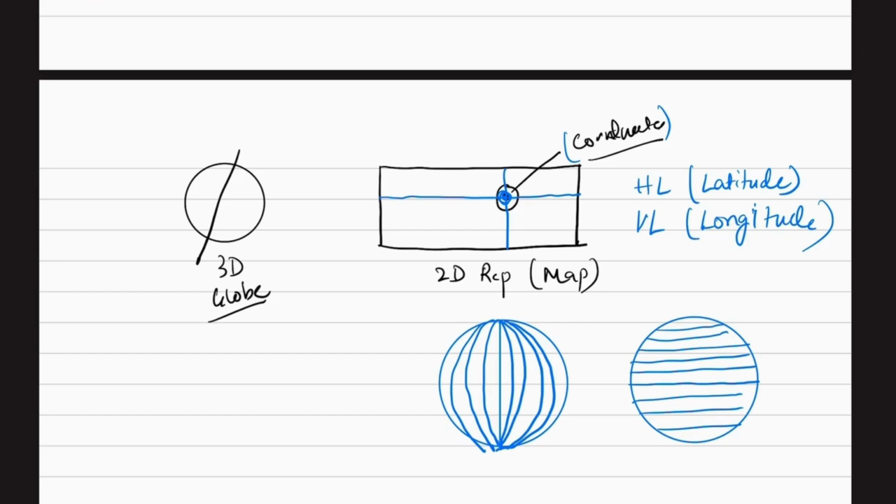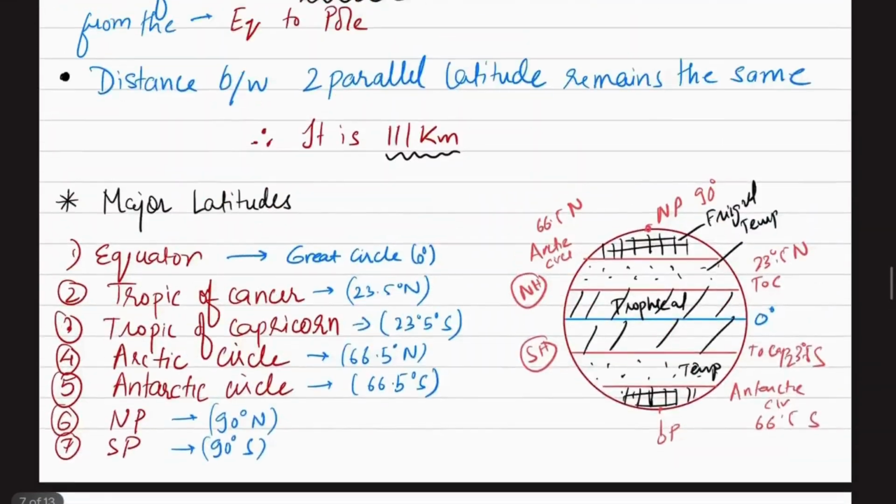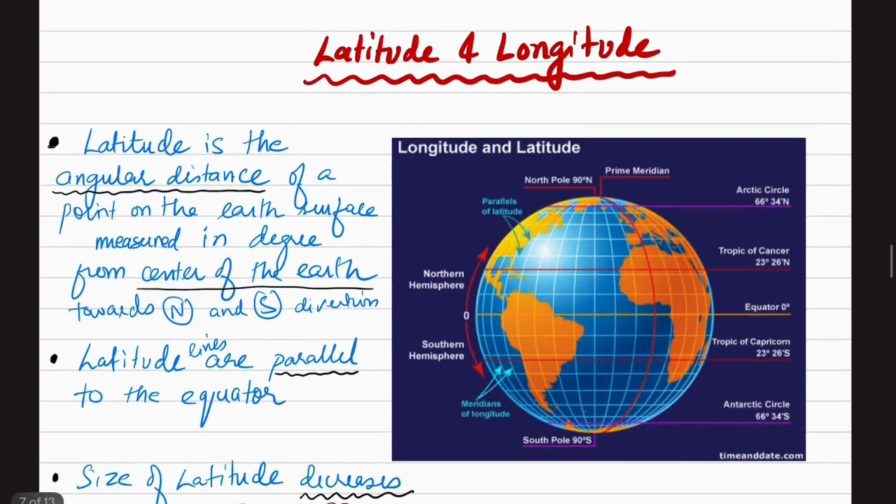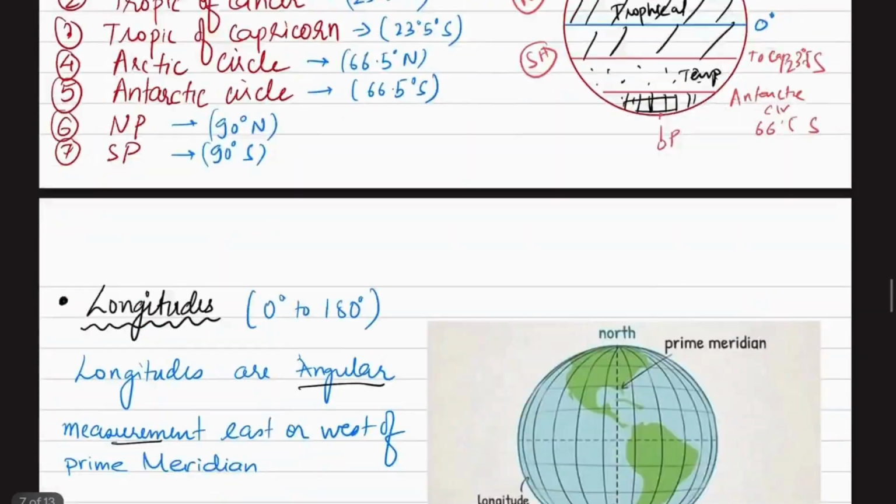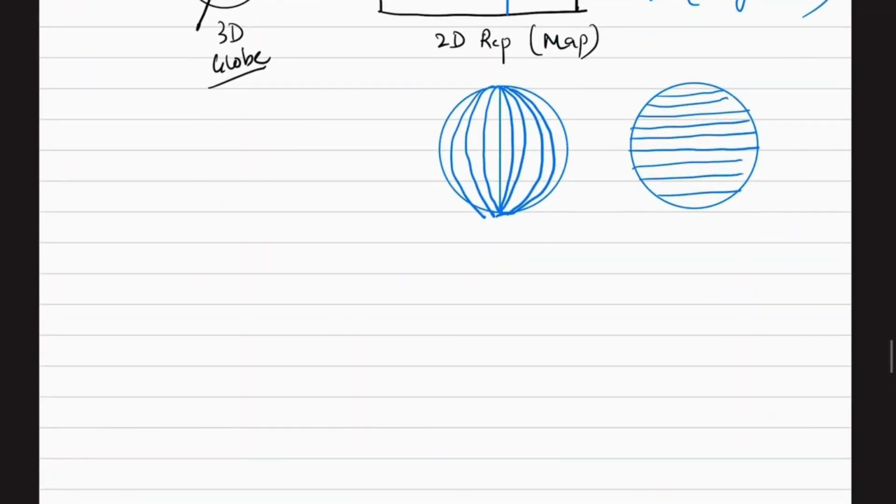So latitude होते क्या है. हम अगर देखें, latitude is the angular distance at the point of the surface of the earth measured in a degree from the center of the earth towards the north and the south direction. मतलब आइए देखते हैं.